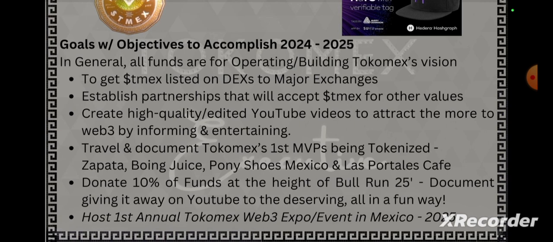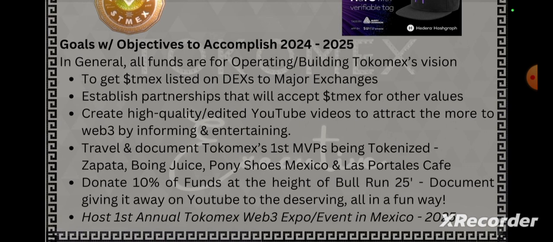We already have a base for companies to come, because these companies that we've already talked about are partnerships. These guys want to be early adopters. They want to be a part of the movement. They want to come down and network at our networking event. Tokomex will be leaders in the tokenization in the Web3 side of the industries. And so this is our way of being that leader, providing a place to network and talk about tokenization of things in Latin America. And we already have the perfect showcases like Zapata, Pony Shoes, Boeing, and Las Portales Cafe, who will all be present. And then we'll also have some other special guests.